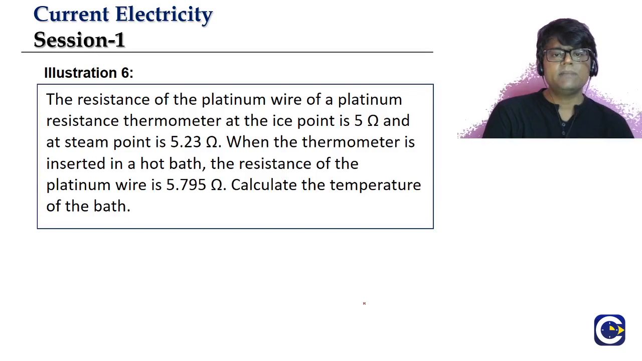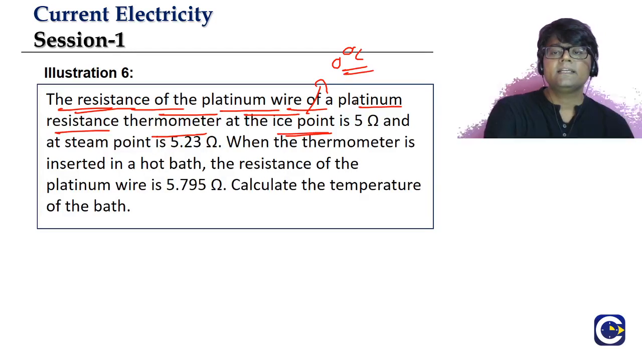There is another question based on the temperature coefficient. The resistance of the platinum wire. What is the question guys? I am reading out the question. The resistance of the platinum wire of a platinum resistance thermometer at the ice point. Ice point means what guys? The temperature where the ice will be formed, which is 0 degree centigrade. What is the resistance at the ice point guys?